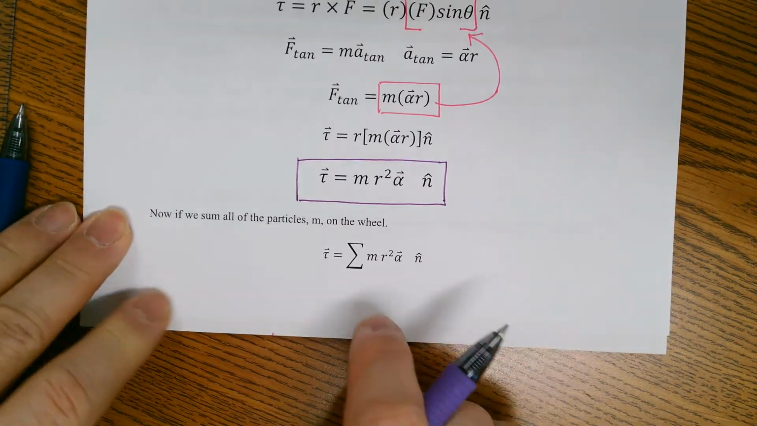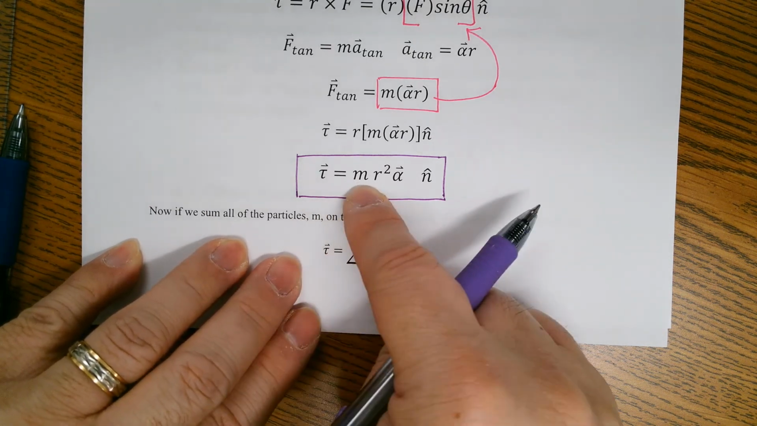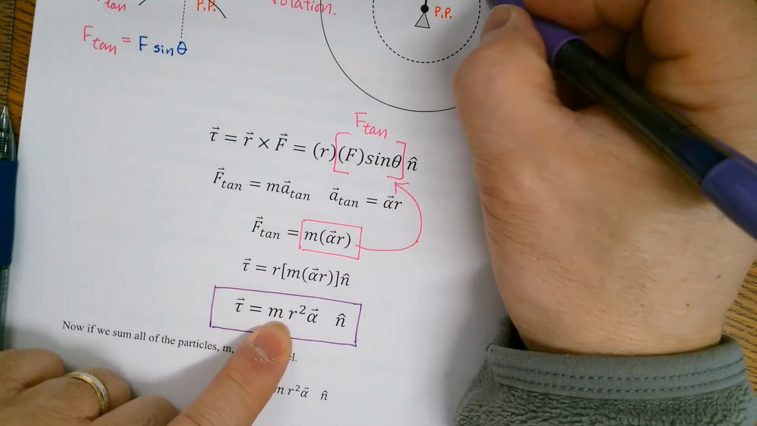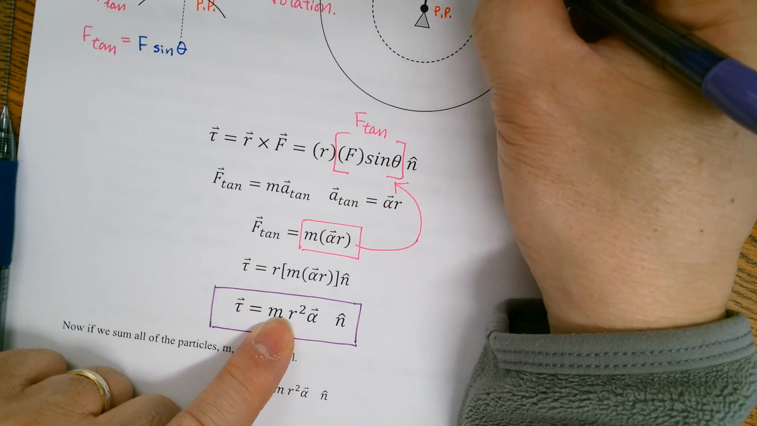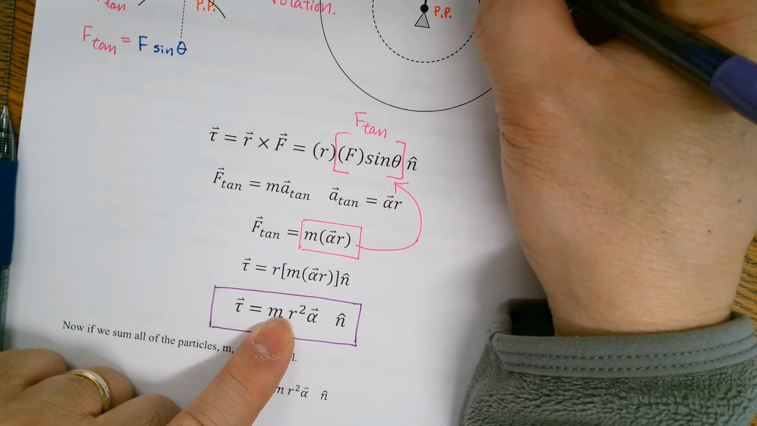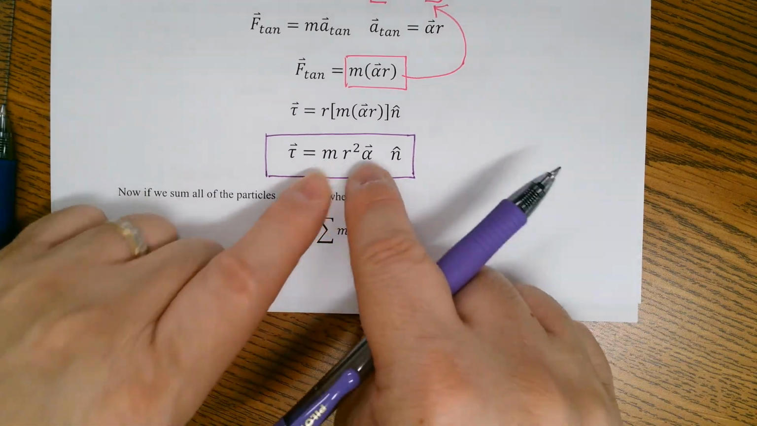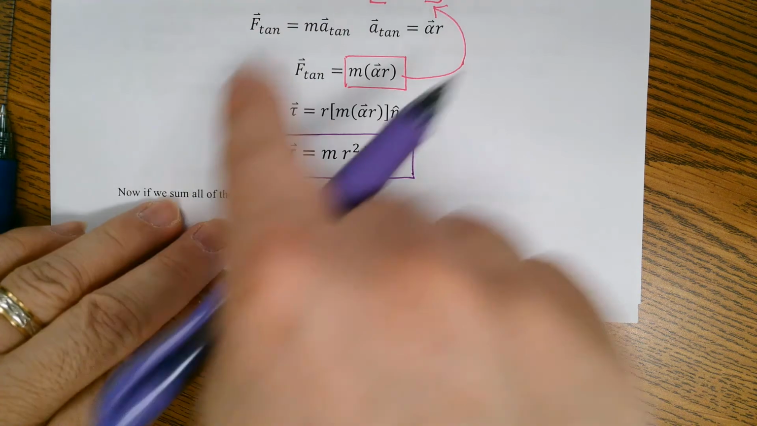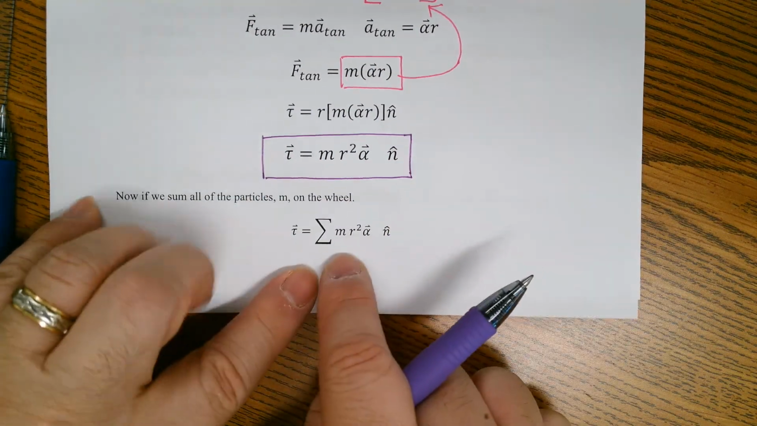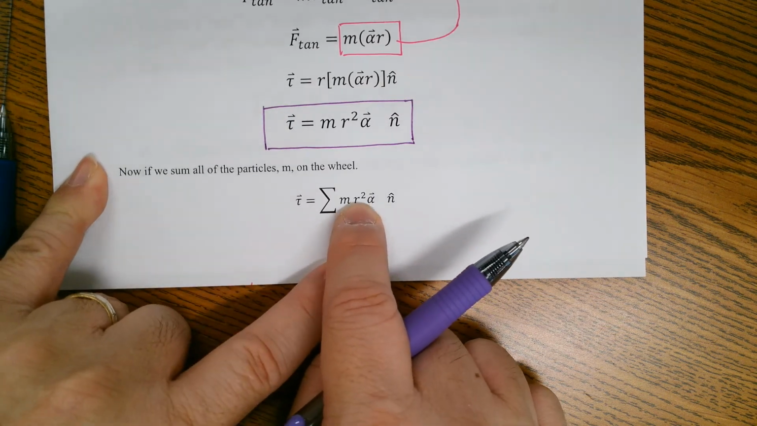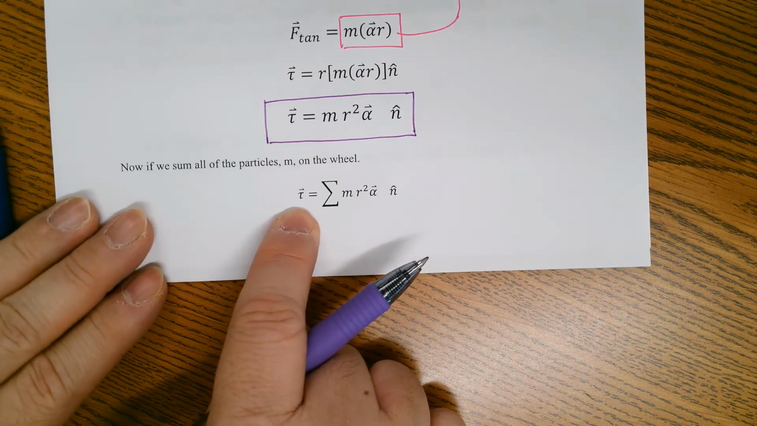So if I add up all these M R squares, depending on where it is, this would be a different R obviously, but M R squared. If I sum all these M R squares, because alpha is going to remain constant, because when it's turning, they're all going to have the exact same alphas, so if I add up all these M R squared alpha n hat, I get my net torque.